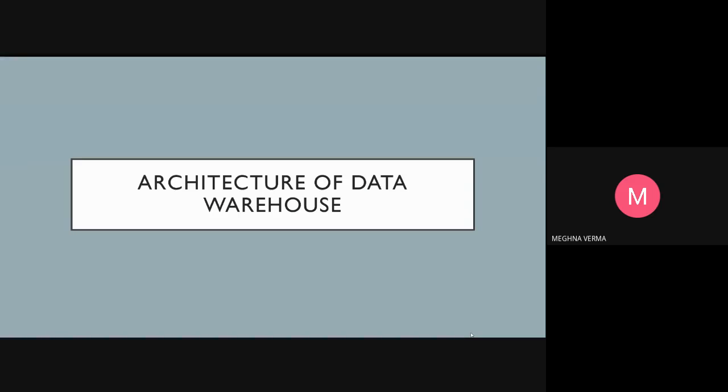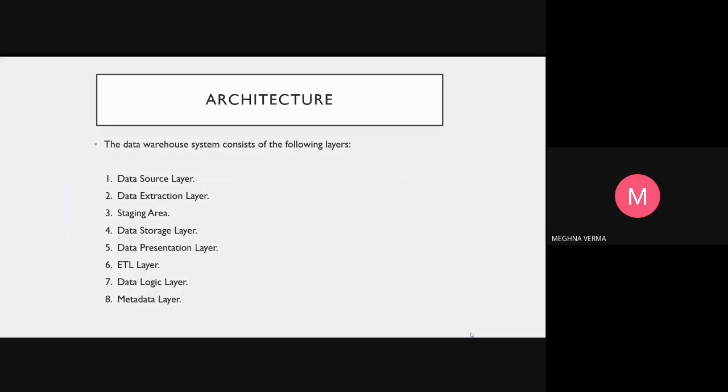Today we are going to discuss the architecture of a data warehouse. I've already discussed what a data warehouse is. We are just going to look at its architecture in detail. A typical data warehouse system consists of 8 layers. The first one is the data source layer, extraction layer, staging area, data storage layer, data presentation layer, ETL layer, data logic layer, and metadata layer.